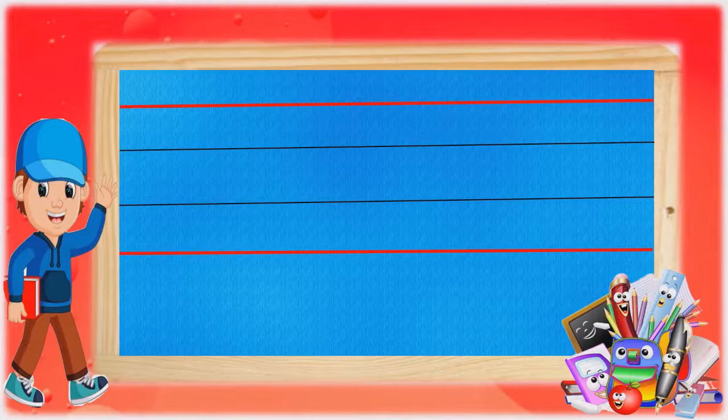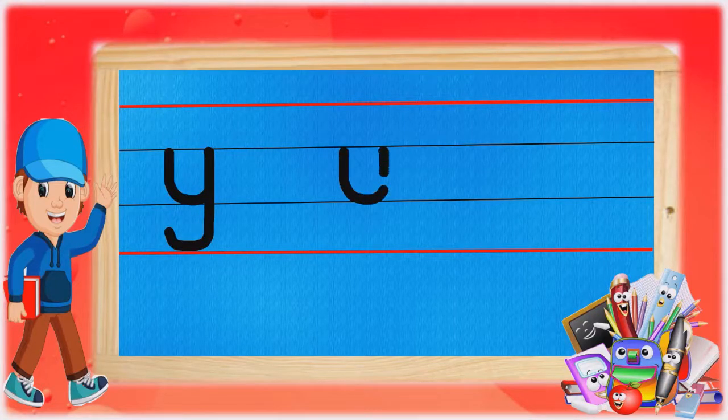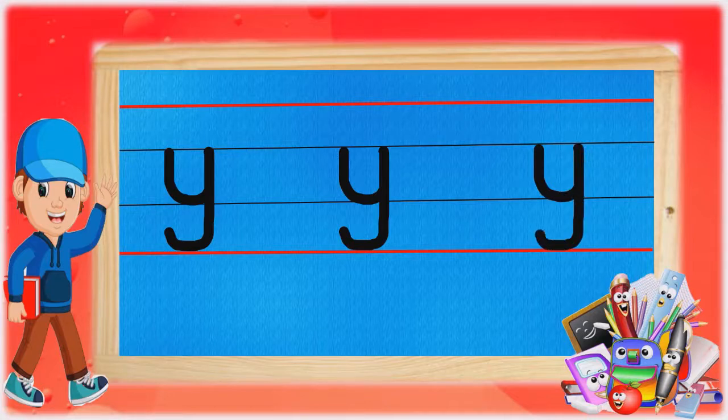Now we will write small y. A curve with a standing line, another small curve makes y, small y. Again we write a curve with a standing line joining with small curve makes y, small y.